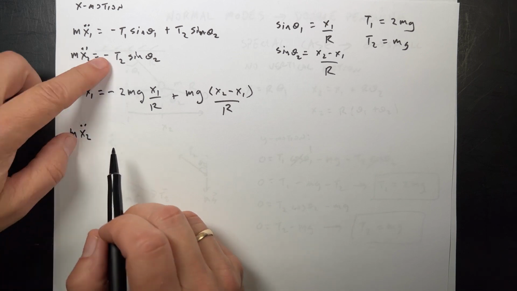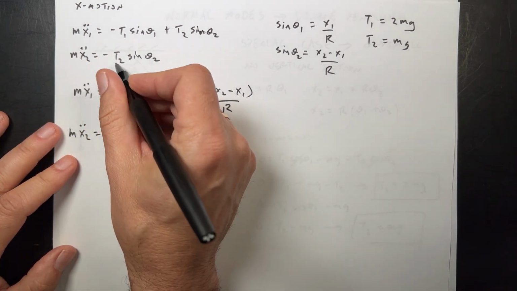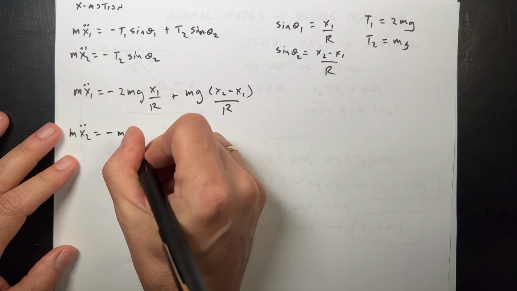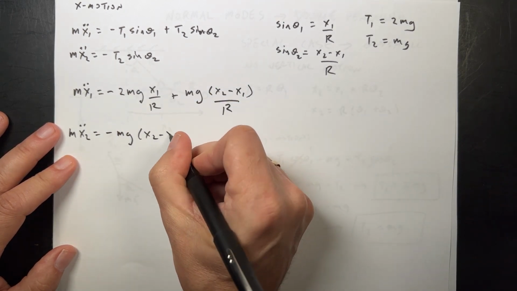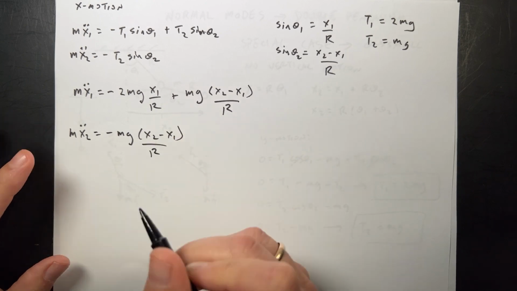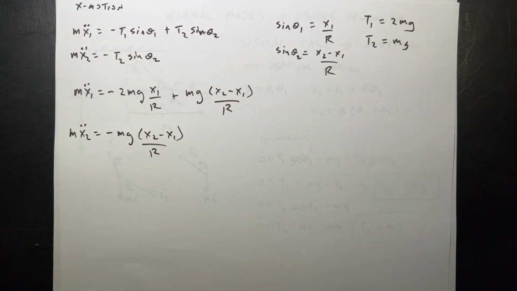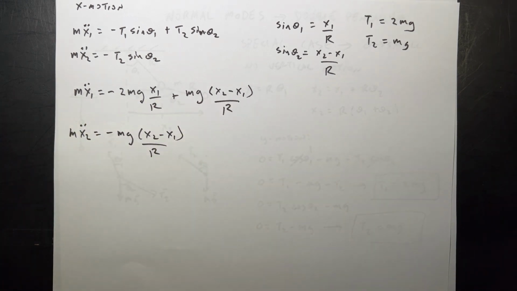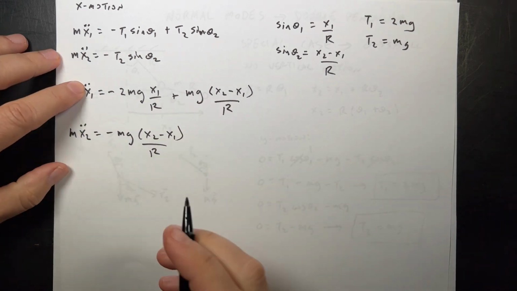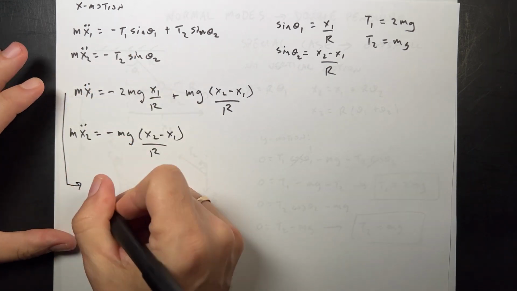Okay, so here we are. I have negative T2, which is mg. Sine theta 2 is x2 minus x1 over r. Okay, now what I want to do is to get this in the form of something times x1, something times x2. So the first thing, I can just cancel all the masses. The masses all cancel, right? We're cool with that.